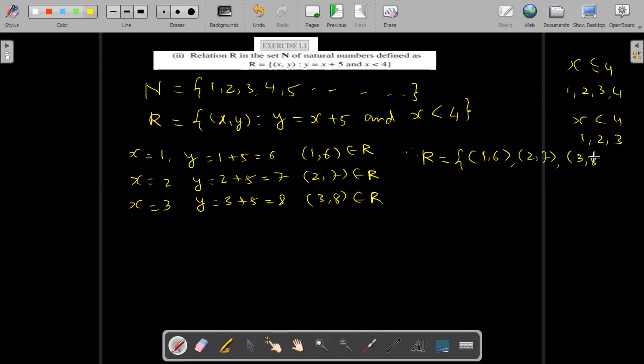Now you can check. Therefore, we got the value of R as {(1, 6), (2, 7), (3, 8)}. Obviously, (1, 1), (2, 2), (3, 3) are not there, so it is not reflexive. So the first condition, reflexive. For reflexive, all of (1, 1), (2, 2), (3, 3) should belong to R. So you can write: since (1, 1) does not belong to R, therefore R is not reflexive.